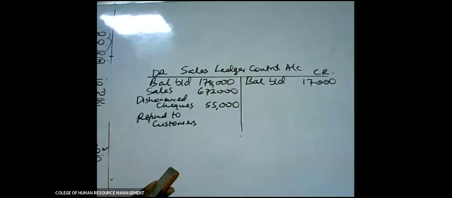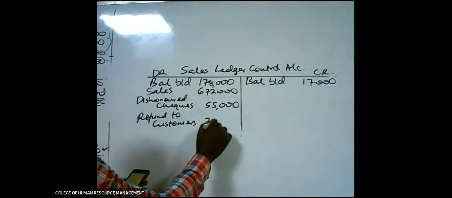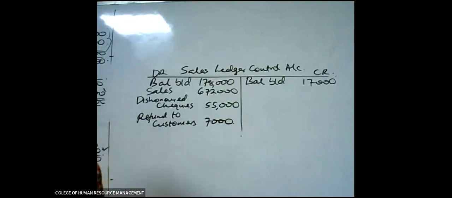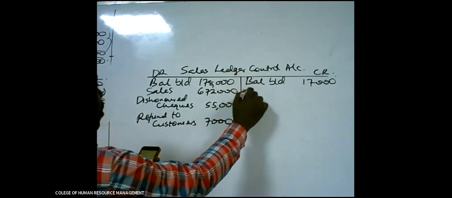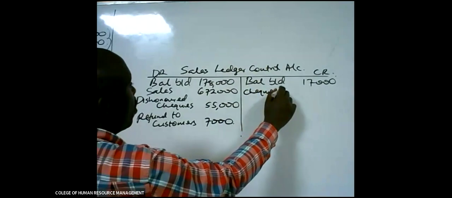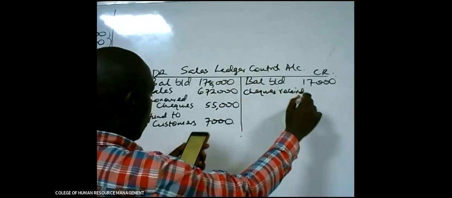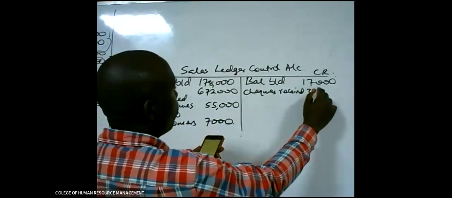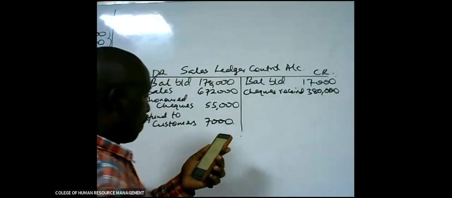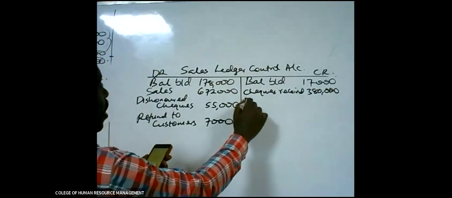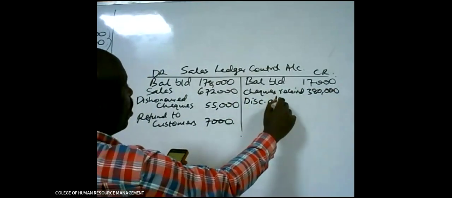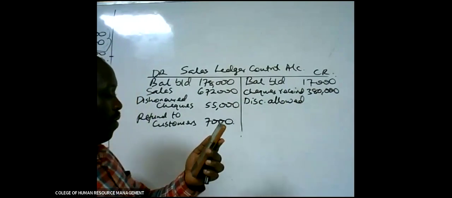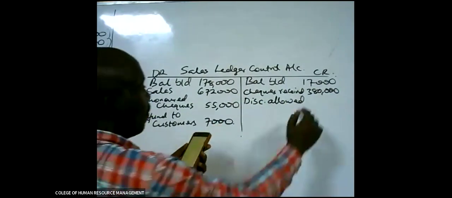Okay. Refund to customers, it is 7,000. Those will be debited. Then the others now will be credited. We said we normally credit what? The checks received. The checks received amounted to 380,000. Discount to customers, that is simply the discount allowed, 35,000.